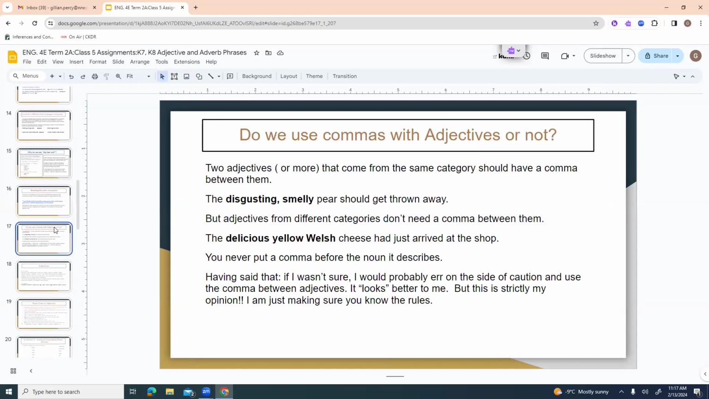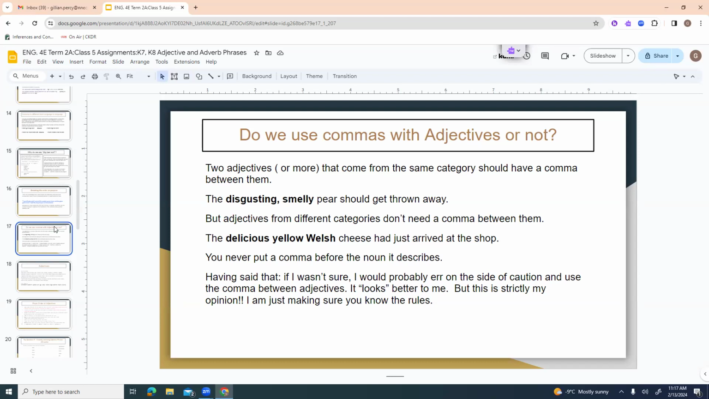Do we use commas with adjectives or not? Maybe you've seen them sometimes used and sometimes not. And here's the reason why. Two adjectives that come from the same category should have a comma between them. So if I said the disgusting, smelly pear should get thrown away, I would put a comma between disgusting and smelly.